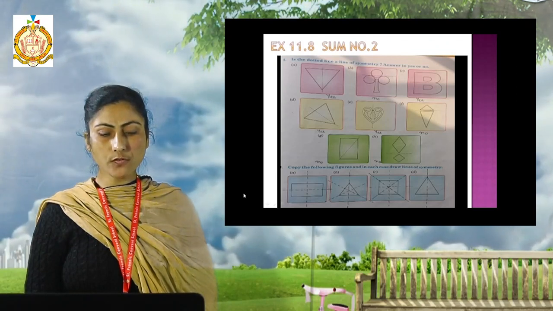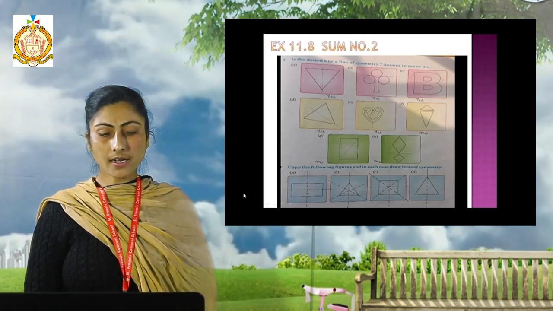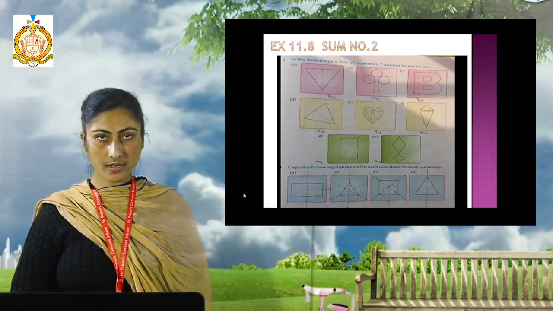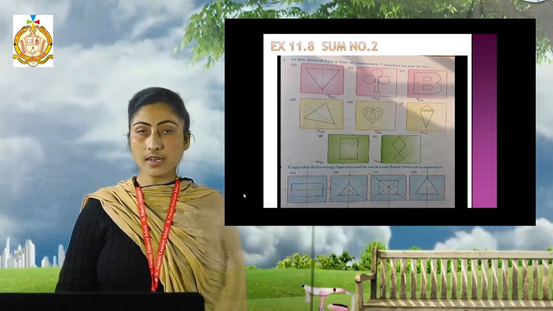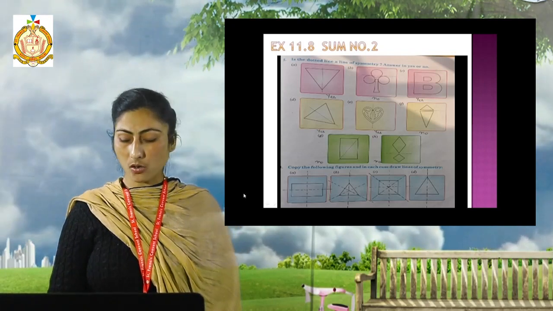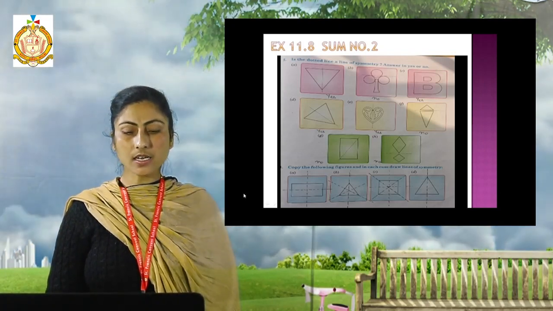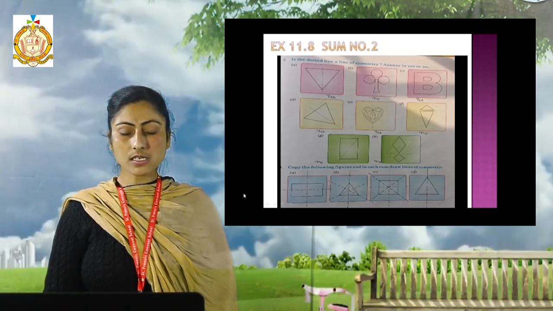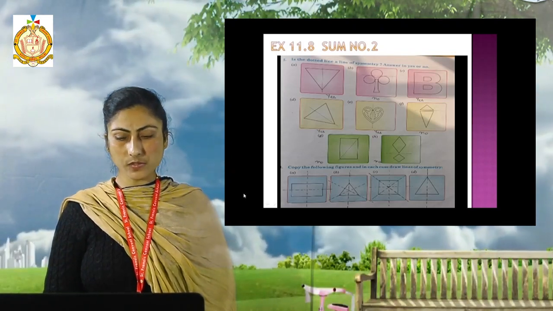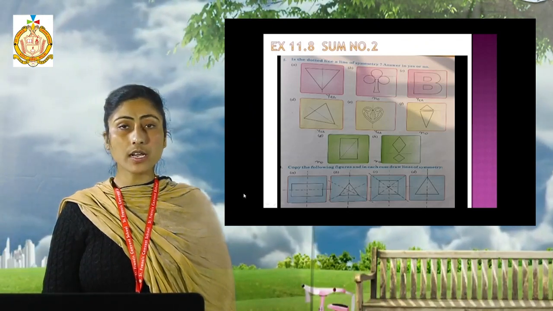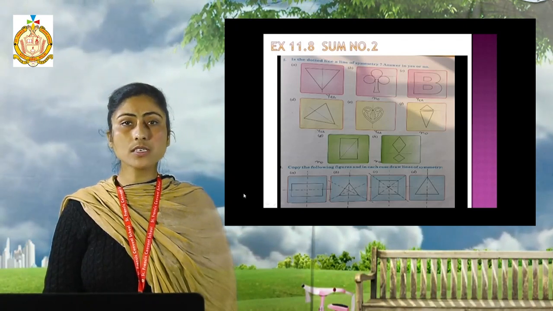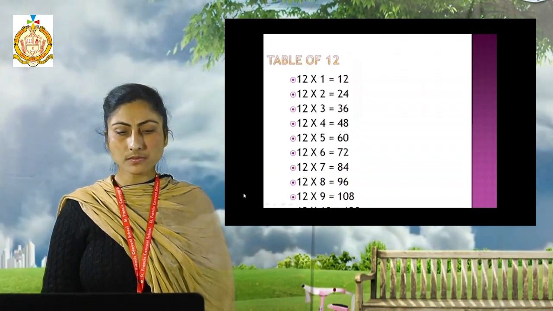Next part: copy the following figures and in each case draw the line of symmetry. You have already learned that a rectangle has 2 lines of symmetry, so draw here 2 lines of symmetry. Then equilateral triangle, draw here 3 lines of symmetry. Then square, draw here 4 lines of symmetry. Then D part, isosceles triangle, draw here only 1 line of symmetry. So students, your chapter is completed.